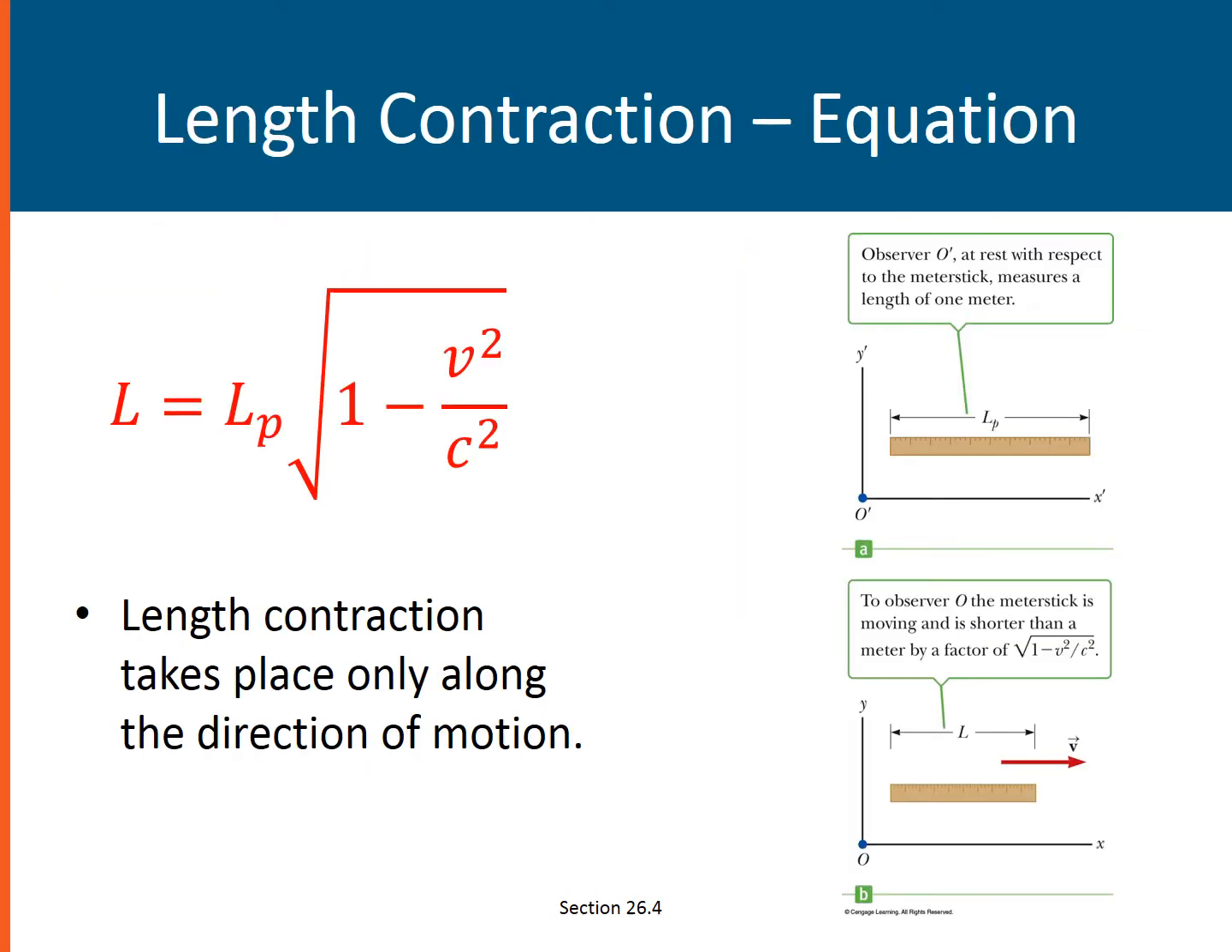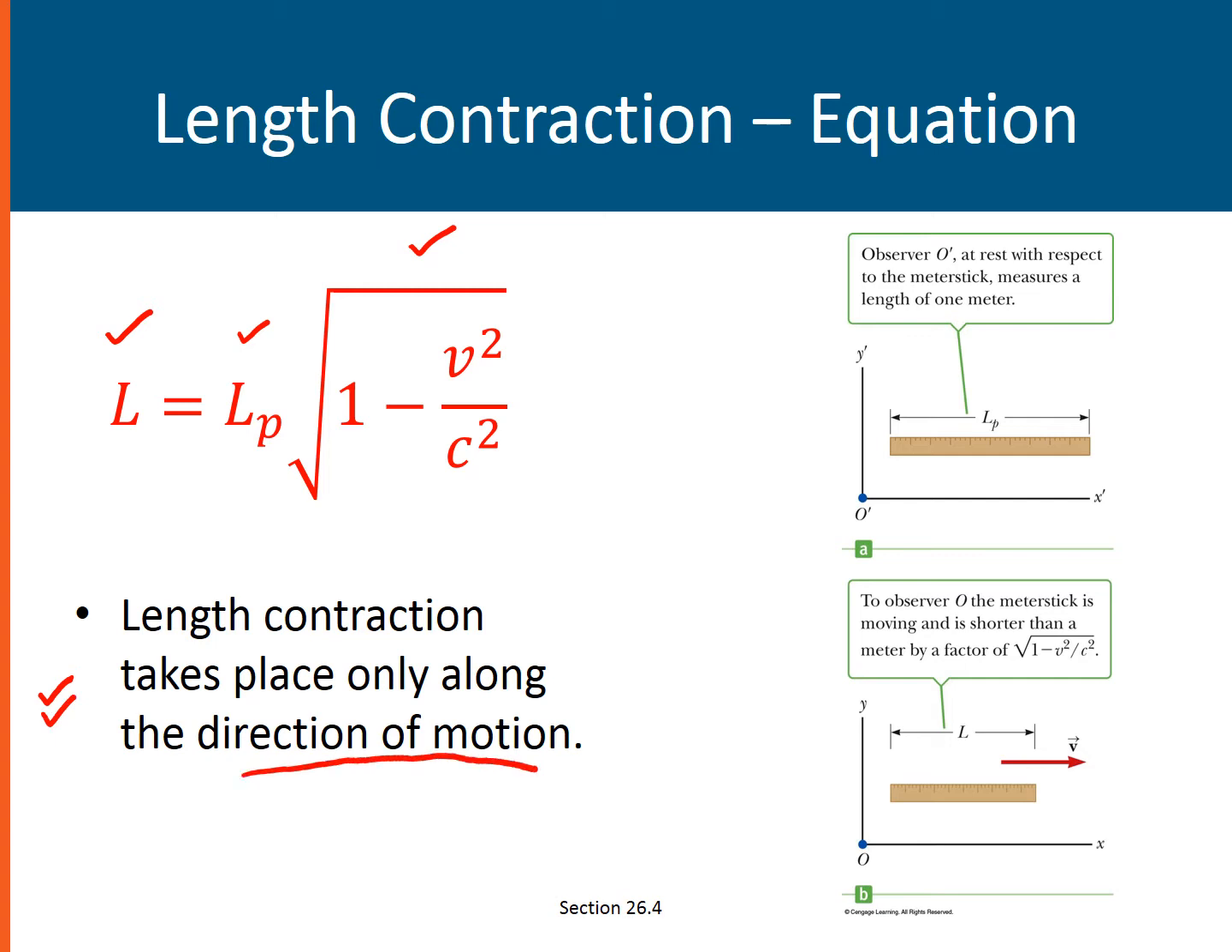So here is the equation for length contraction. L is equal to the proper length LP multiplied by the square root of 1 minus v squared over c squared, and the length contraction takes place only along the direction of motion.